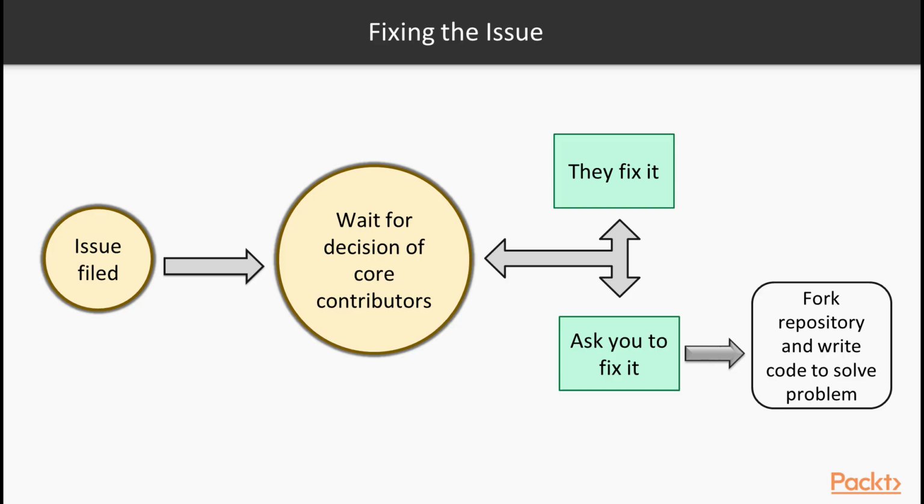Once the issue is filed, you have to wait for one of the core contributors to examine it and tell you what they've decided to do with the bug. Depending on the severity of it, they might fix it or ask you to fix it. In the second case, you can fork the repository and write code to solve the problem.